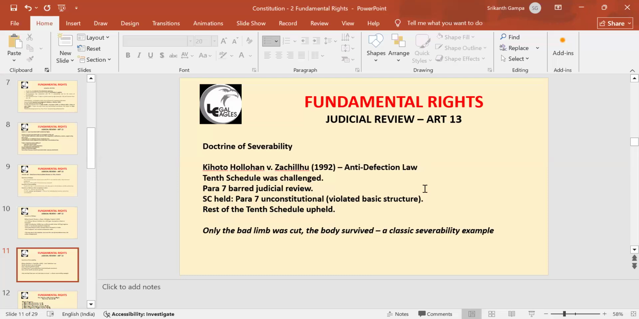Instead of making the entire act invalid, just that specific part is removed. Here in this one, para 7 is removed because para 7 of the Anti-Defection Act in the 10th Schedule clearly mentions that there is no judicial review for anti-defection law. So it is against the basic structure. So para 7 is removed. Okay.